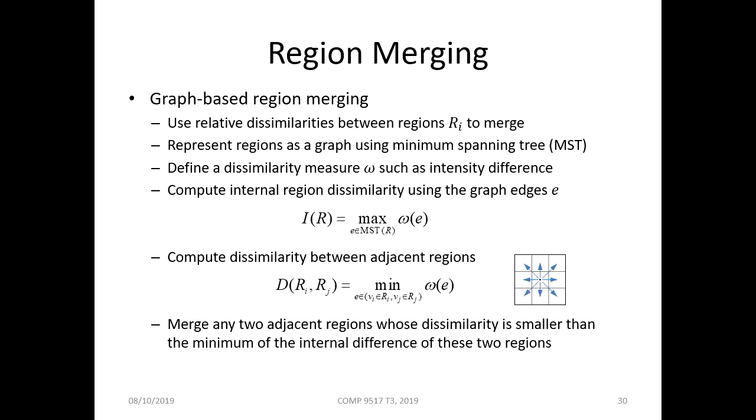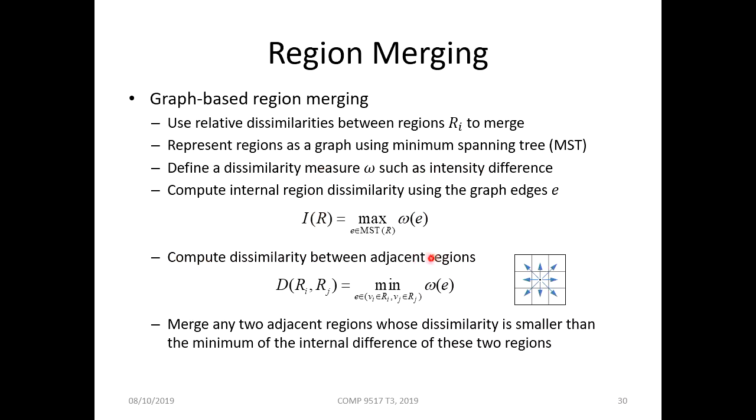where you represent each little fragment by its minimum spanning tree, because you need to come up with some kind of connectivity of the pixels, and also between adjacent regions. You define a dissimilarity measure that could be as simple as just intensity difference, and then you can compute different types of similarities, both internal in a region. So for every region, you have all the pixels, you know how they're connected, for example using a minimum spanning tree. And then you compute the internal region difference as the maximum over all the edges in the minimum spanning tree of this dissimilarity, or intensity difference.